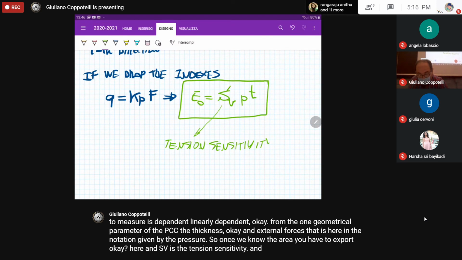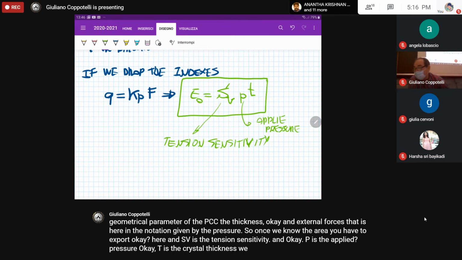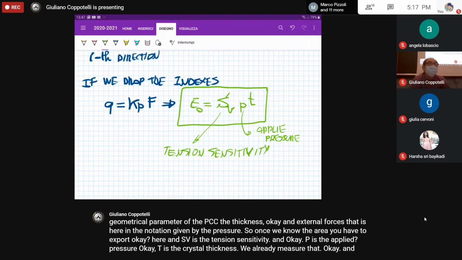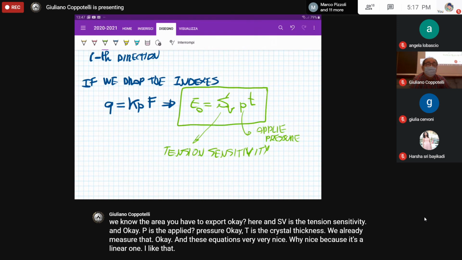Sensitivity. P is the applied pressure. T is the crystal thickness. We already mentioned that. And this equation is very, very nice. Why nice? Because it's a linear one. I like that. There is just one internal parameter, that is the tension sensitivity.